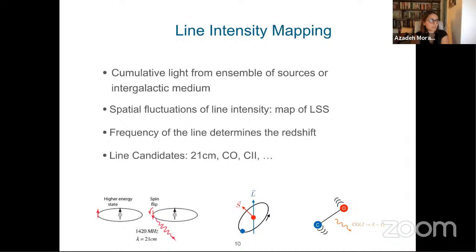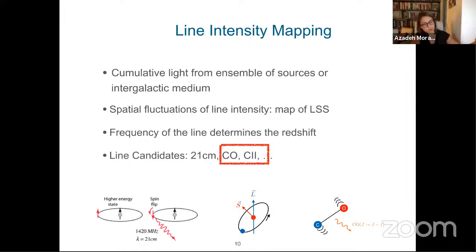So what do we mean by line intensity mapping? Unlike galaxy surveys where we observe individual galaxies, we can also measure the cumulative light from an ensemble of sources or the intergalactic medium. The spatial fluctuations of the line intensity give us the spatial distribution, while the frequency of the line gives us the redshift. So the combination of the frequency and the spatial fluctuations provides a three-dimensional map of the large scale structure. And there are various emission lines you can consider for performing intensity mapping.